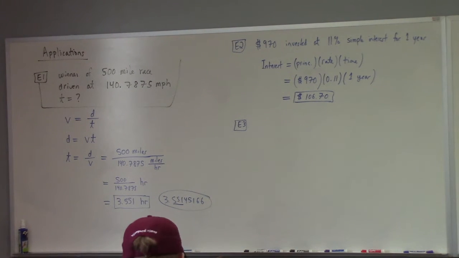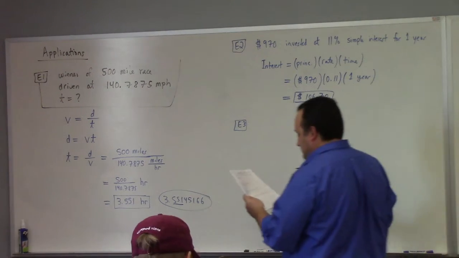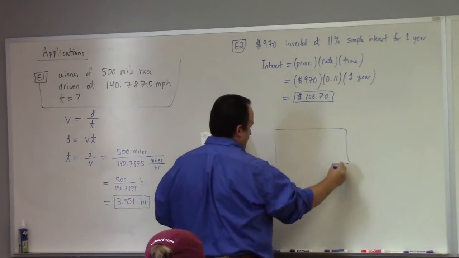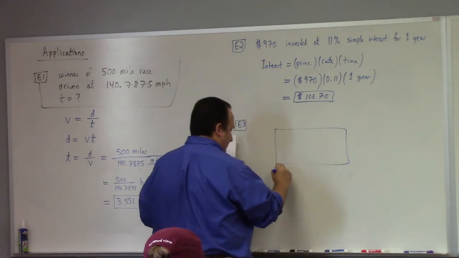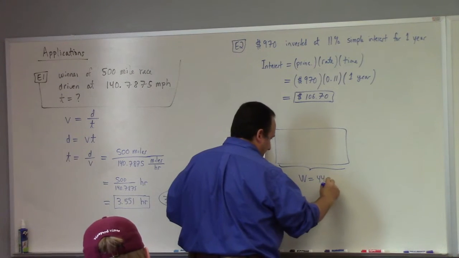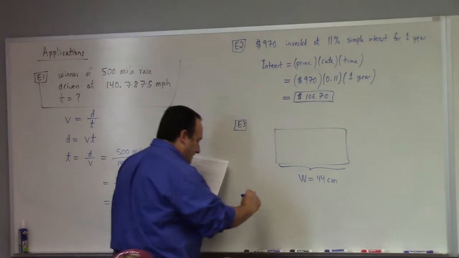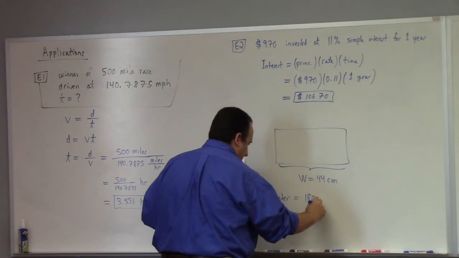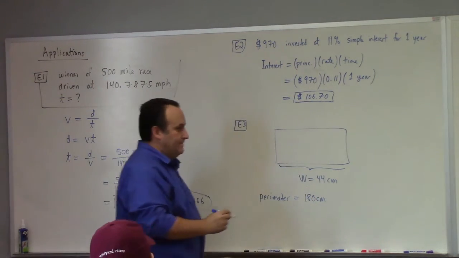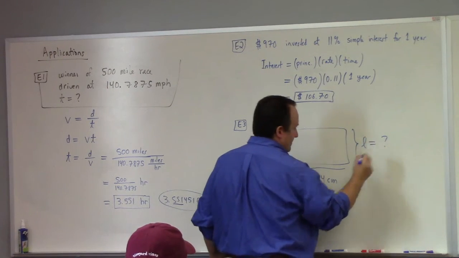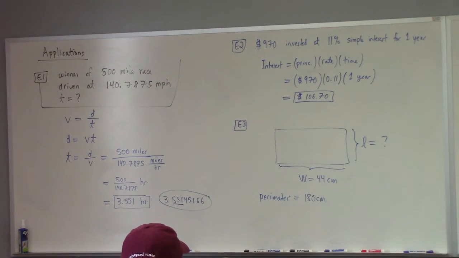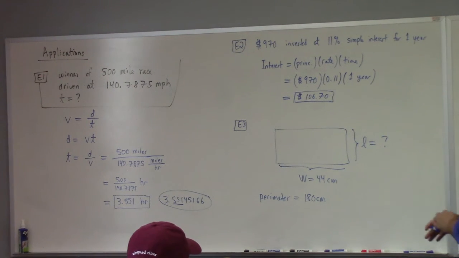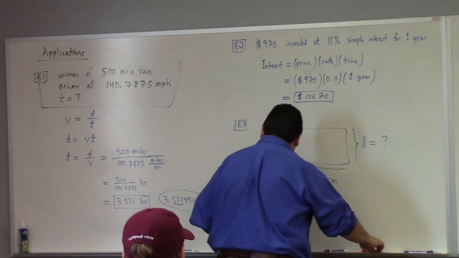Oh, yes. One more example here. You have a rectangle. All right, you got this rectangle. And it's got a width of 44 centimeters, and it has a perimeter of 180 centimeters. The question is, what's the rectangle's length? How do you figure that out? My question to you really is, how is the perimeter related to the length and the width for a rectangle like this?